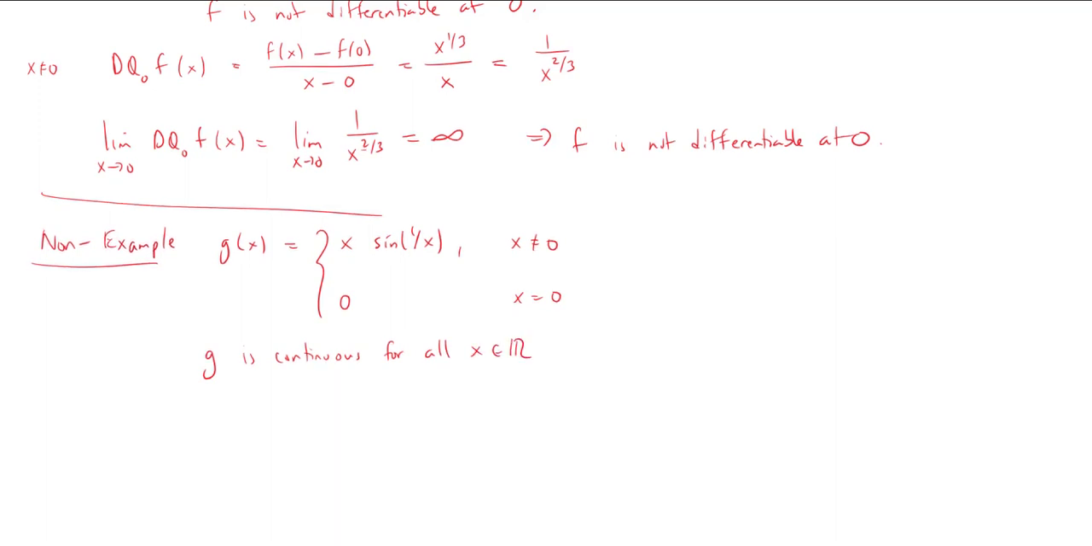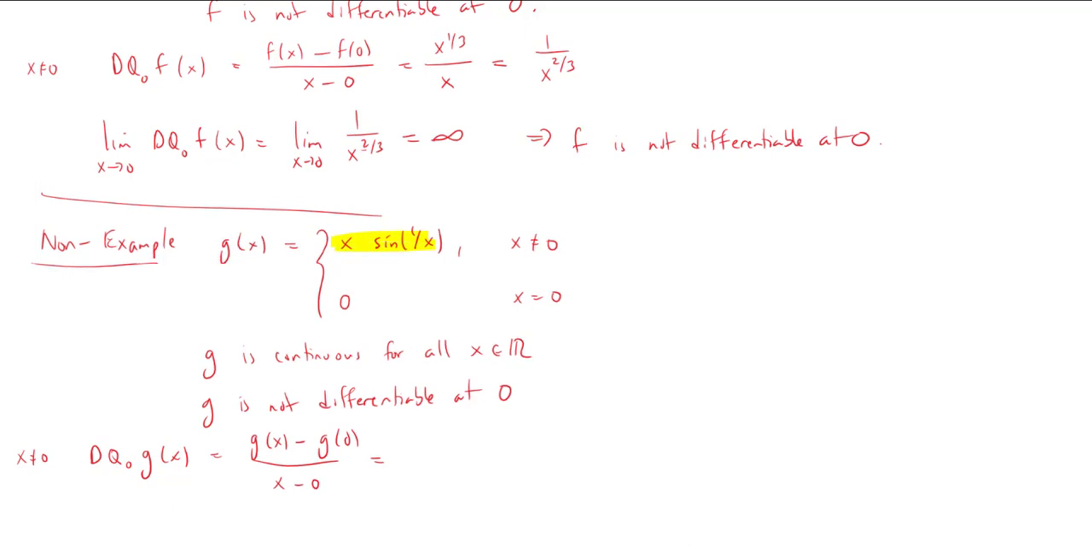Okay. But I claim g is, again, not differentiable at 0. So again, we're going to see that by computing the difference quotient. So here we'll let x not be 0, and I'll take the difference quotient at x. So that's going to be g of x minus g of 0 over x minus 0. All right, well, g of x, when x is not 0, it's given by this top line. So this is going to be x sine of 1 over x.